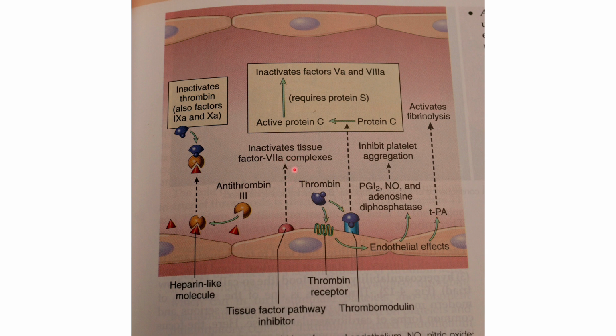Inhibits the tissue factor 7A complex. You can also have thrombomodulin here, thrombin binding there, and this would activate protein C. These are anticoagulant actions. This is a cofactor protein S. People can have deficiencies of these, so they get increased coagulation.